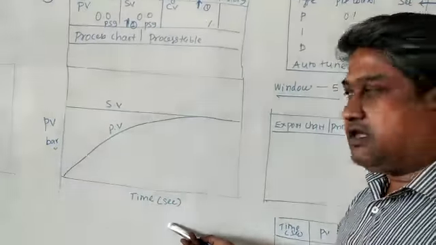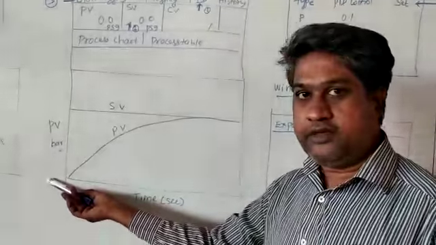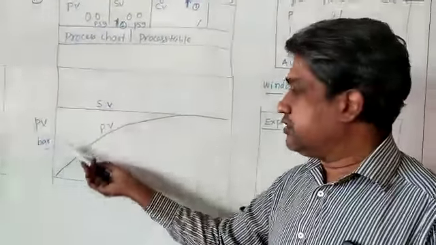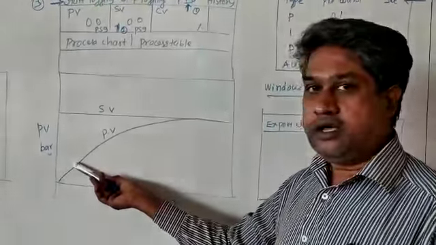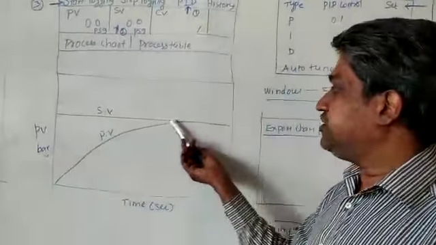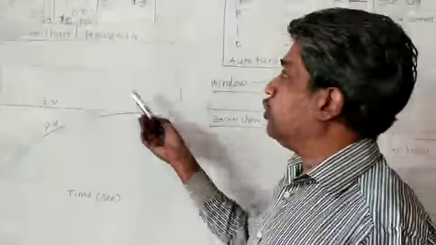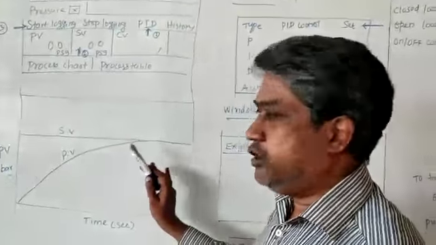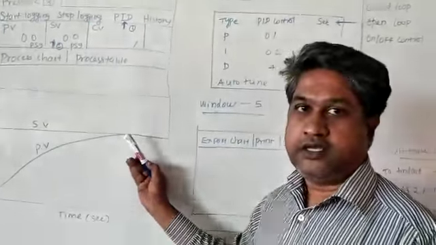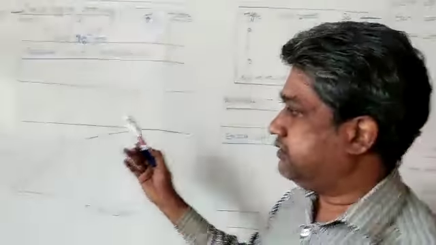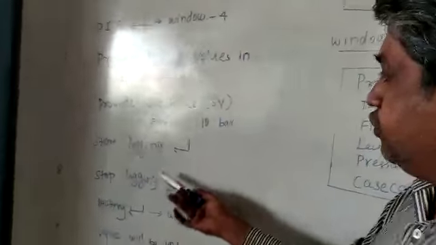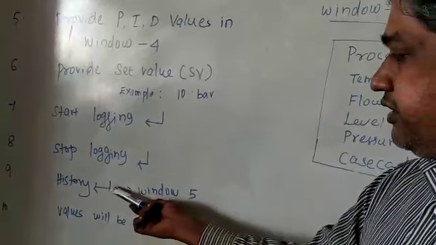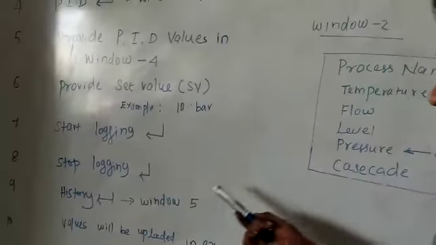The x-axis is time and the y-axis is pressure, that is the process variable, the pressure maintained in a tank, and this is your set value. The process variable starts to rise from 0 and reaches the set point. Once it reaches the set point, you can click stop logging. Your process is over now. Then you have to get the values from this window. After stop logging, the next step is history. When you click history, you get window 5.